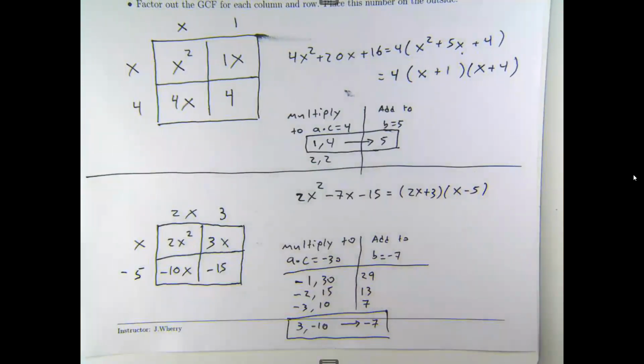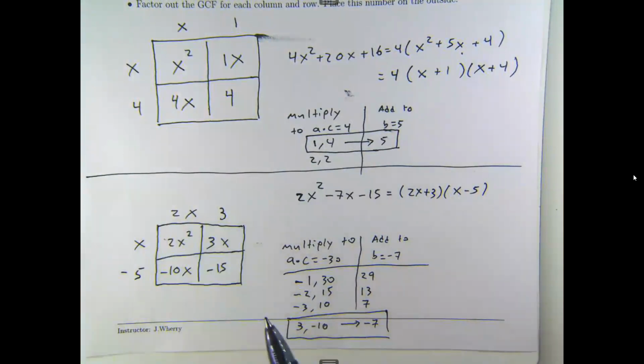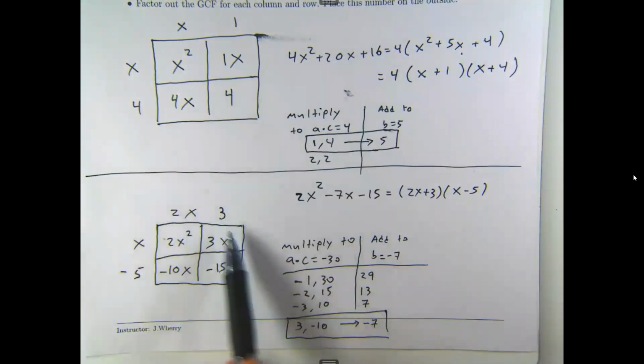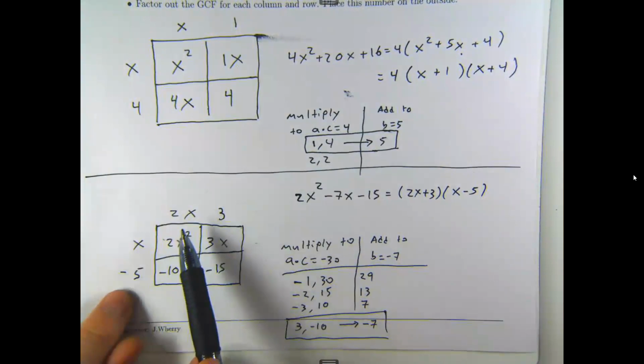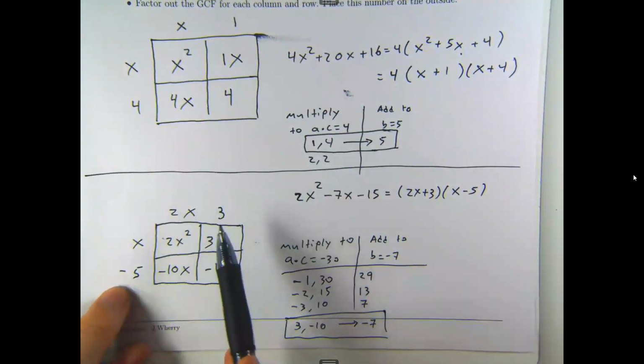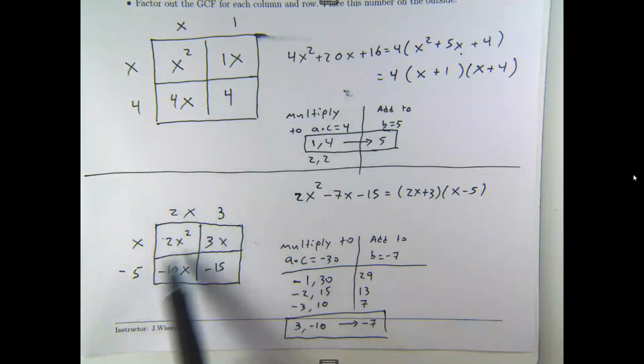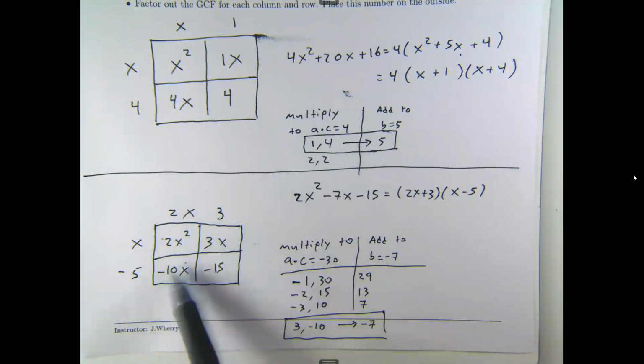Now the box can be used to double check my answer. 2x times x is 2x squared. That looks good. x times 3 is 3x. -5 times 2x is -10x. And -5 times 3 is -15. The 3x and the -10x, that's just another way of writing our -7x. So it multiplies out the way that it should.